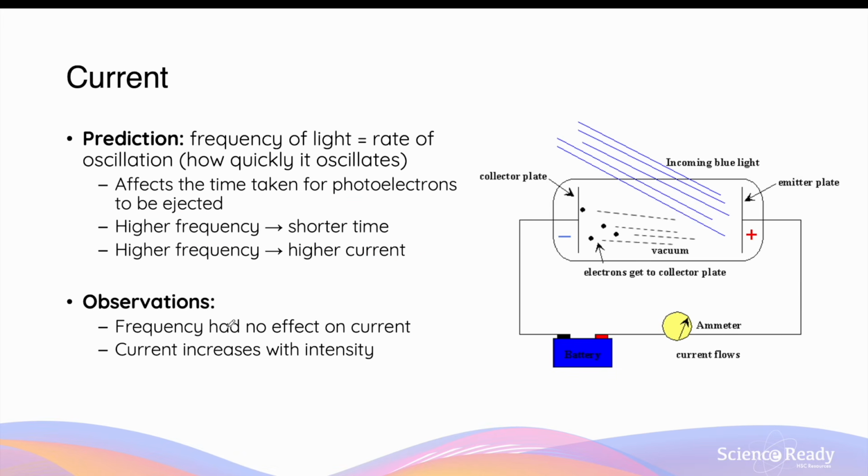However, Lenard observed that frequency of light actually had no effect on the current. As he increased the frequency, the current reading stayed unchanged. In fact, the current increased with the intensity of light rather than the frequency. So again, you can see Lenard's observation very clearly contradicted the predictions made by the wave model of light.